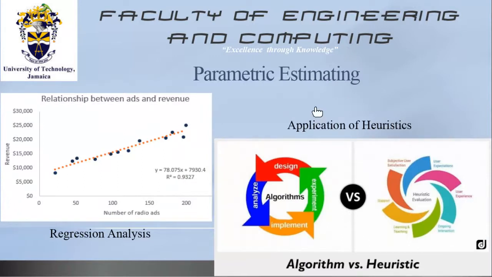To continue with parametric estimating, we made mention earlier of regression analysis, and I spoke of regression analysis being a scatter diagram type of understanding. So here, let's say we wanted to determine the relationship between ads and revenue, and so we plot a graph, and you could get a scatter diagram, but at the end of the day, what you want to do is find the most appropriate straight line through that mass of data, and that line will be used to aid in your regression analysis.